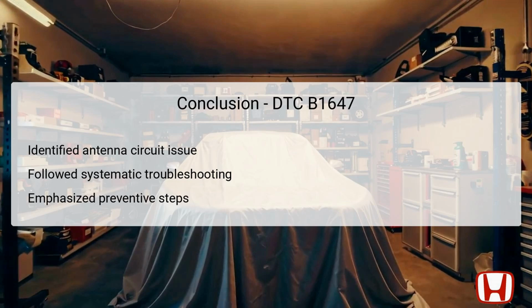The importance of addressing the DTC promptly to maintain the keyless access functions was outlined, highlighting the role of various components like the body control module and the outer handle. Additionally, preventive maintenance strategies were discussed to minimize the risk of future failures related to this error code. By adhering to these guidelines, vehicle owners can ensure optimal performance and longevity of their Honda CRVs keyless entry systems.